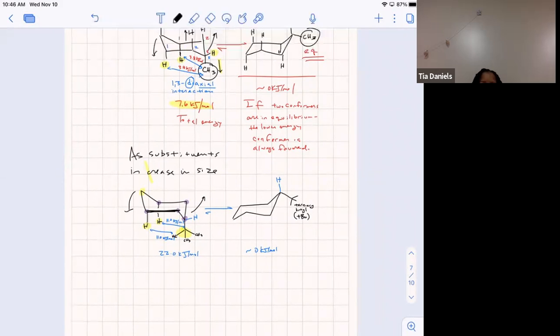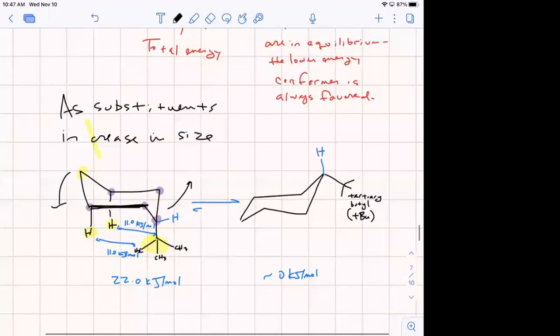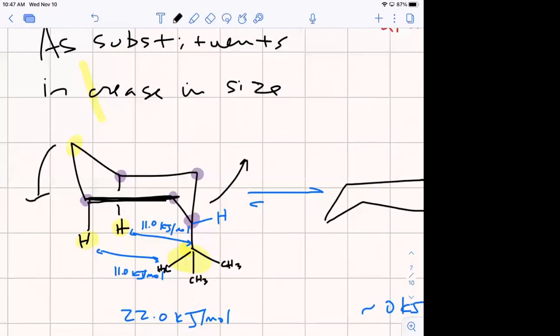I have a question. Go ahead. So if I guess if the substituents were to decrease in size, then the energy required would decrease. You mean as you go down in size? Yes. I didn't even finish that statement, but yeah.